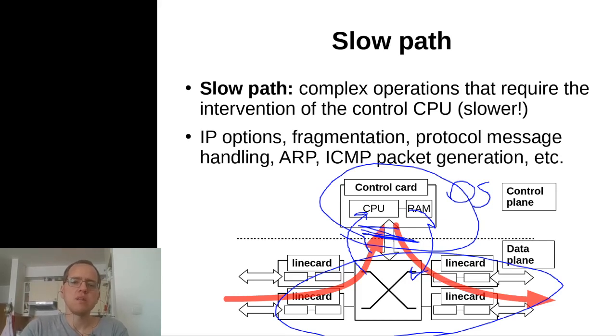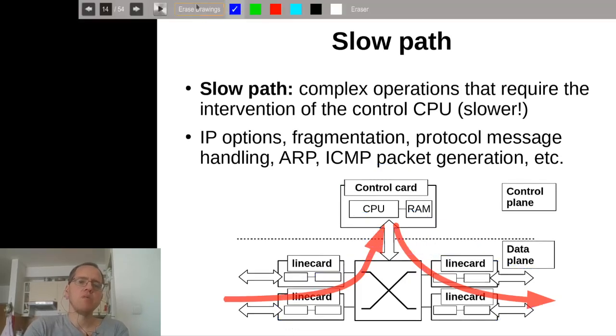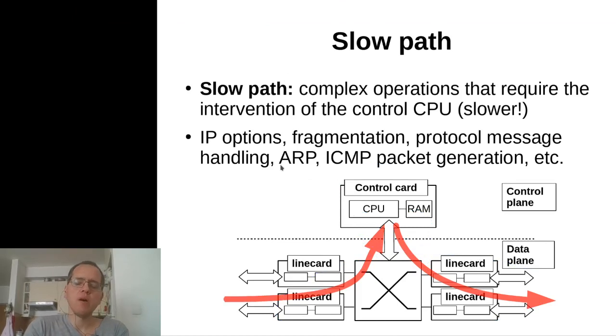So, what are the types of operations that we need the control plane to be involved in? These are usually the complex operations that are very difficult or cannot really efficiently be implemented in hardware. There are a couple of real-world examples for when a packet takes recourse to the control card.